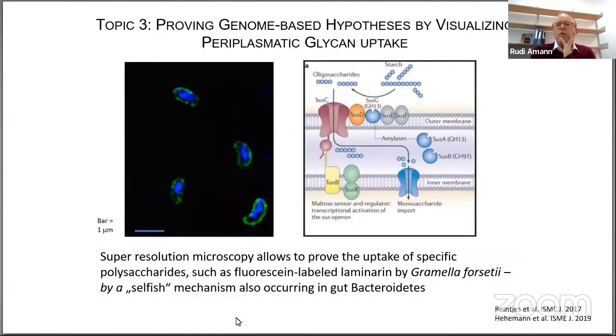and that is now a microscopic one. Let's just shortly recapitulate the type of transporter that I was describing, the SusC/D-type TonB-dependent outer membrane transporter. So I talked about that particular situation.